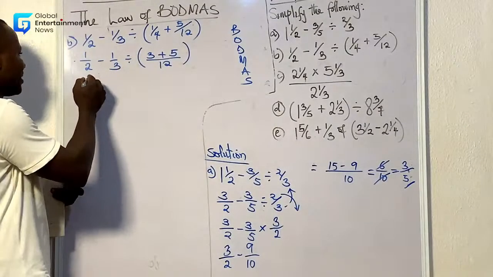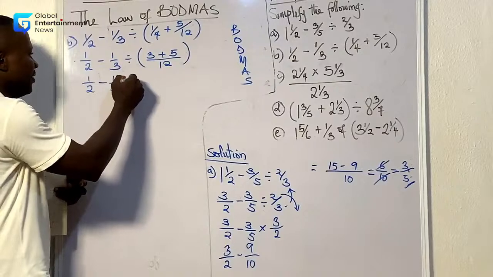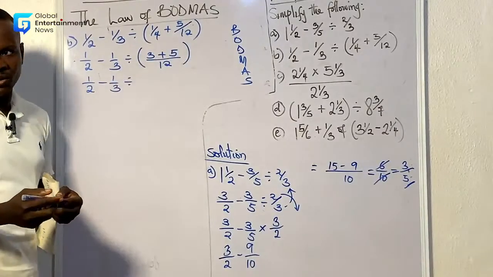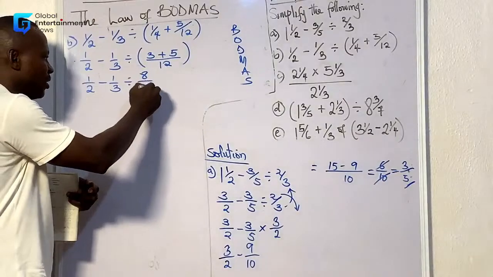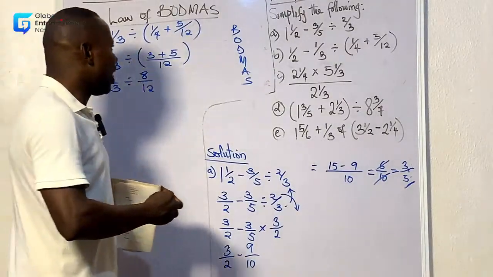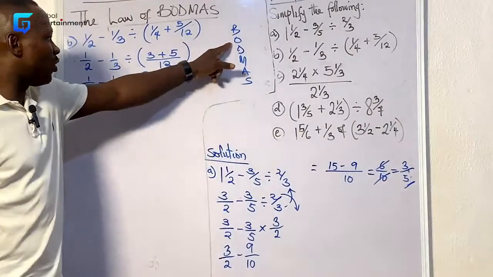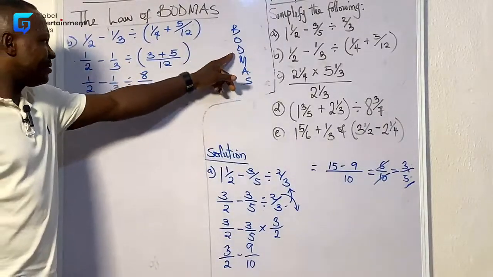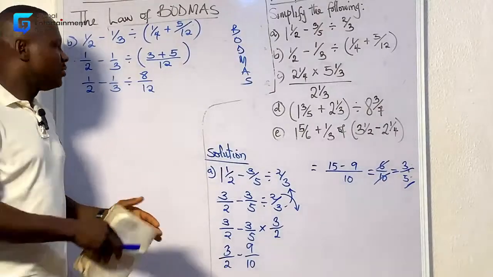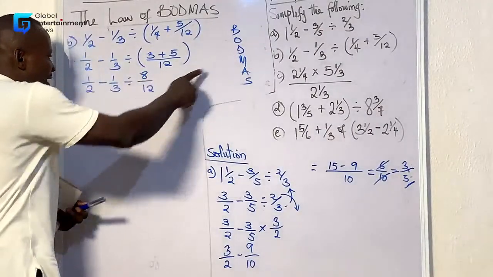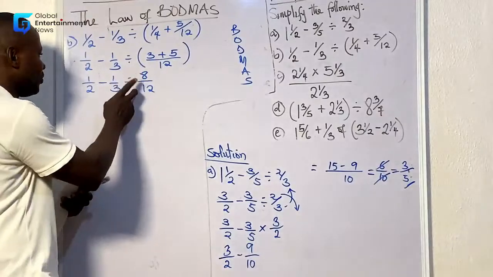So what do we do now? We open the bracket. Minus 1 all over 3 divided by 3 plus 5, which is 8. 8 all over 12. So we are through with B, which is for bracket, and there is no off there. What is the next alphabet that follows? D. So let's deal with D now. Do we have D there? Yes. D stands for division.